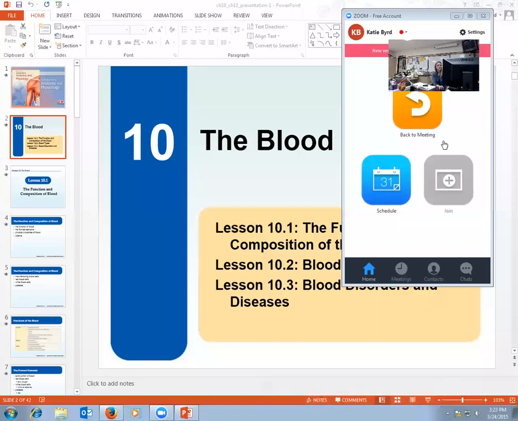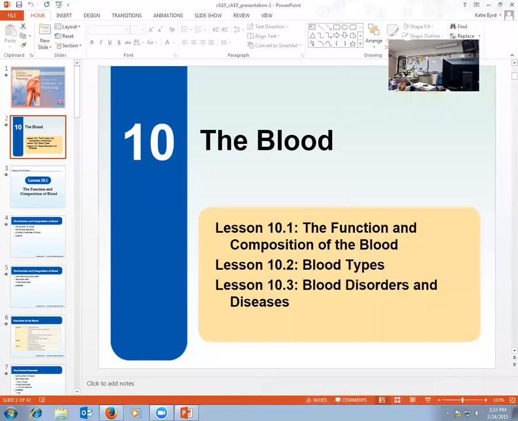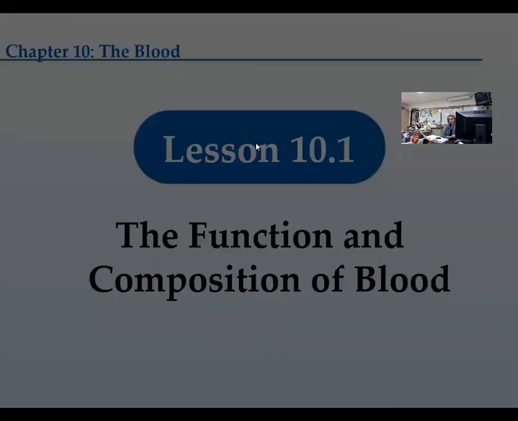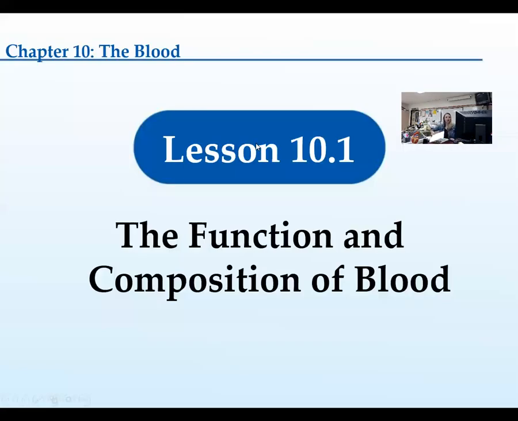Okay, if I can get this situated here, you guys can turn in your books to page 334. We're going to start and we're going to talk about blood over the next probably week and a half.